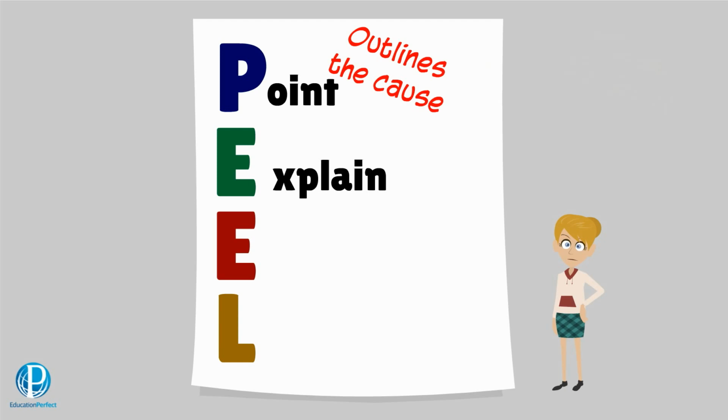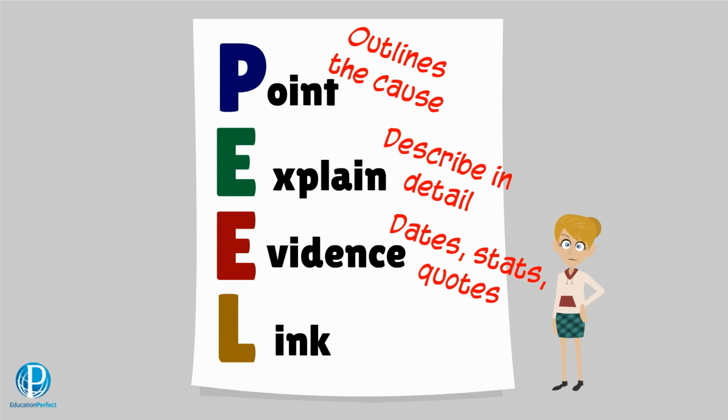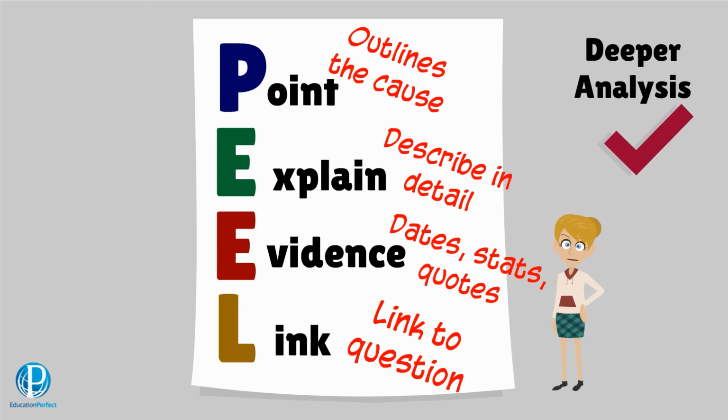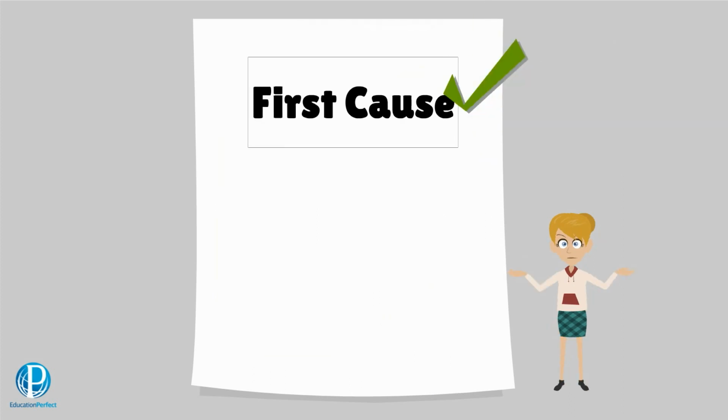Next, we need to explain the cause. Use the next few sentences to describe your cause in detail. It's also really important to use evidence when describing your cause. This legitimizes your argument. Evidence might be dates, statistics, or even quotes. Finally, you must link your paragraph back to the essay question, so the assessor can tell that you're really answering the question. This might involve some deeper analysis if you really want to excel. And that's 1 paragraph complete. We will use this structure for your next causes as well.